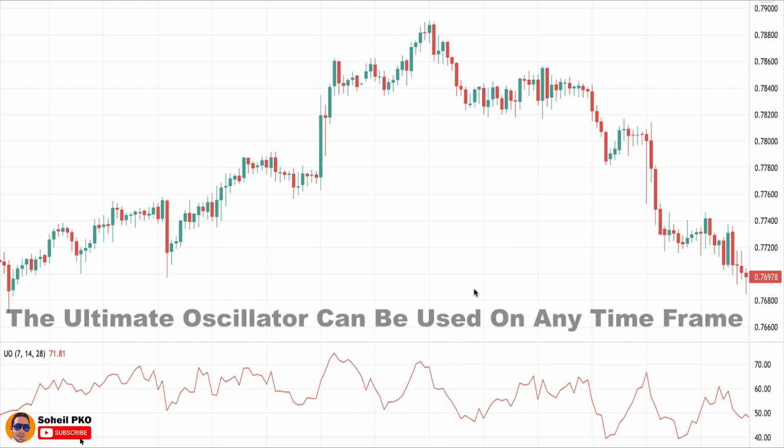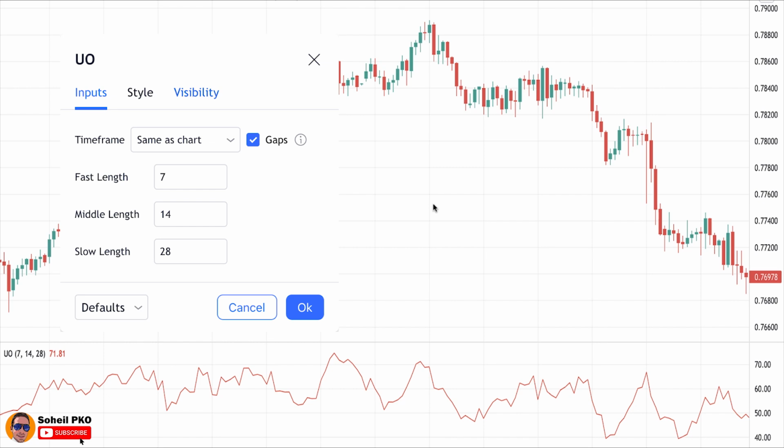The Ultimate Oscillator can be used on any time frame, intraday, daily, weekly or monthly, and the default parameters, which are 7, 14 and 28, usually work well, but sometimes based on the volatility of the asset or the market that you trade, you may need to adjust the settings.